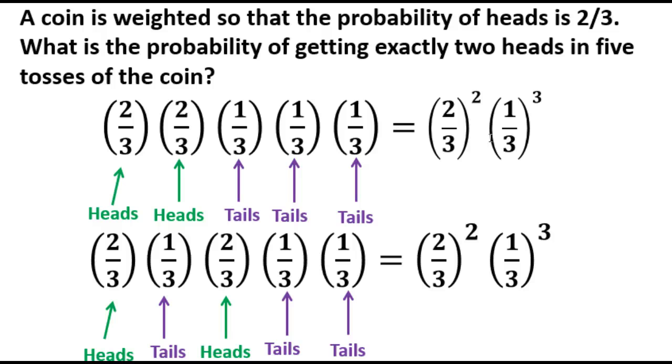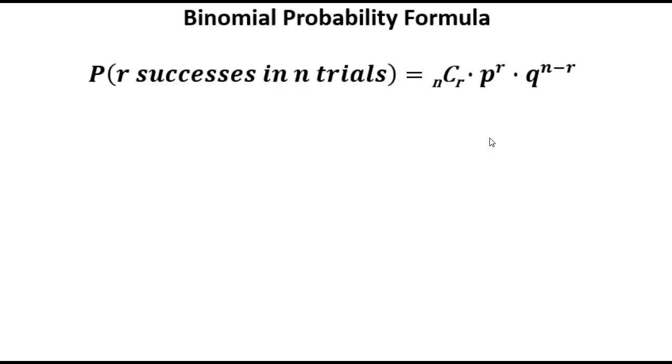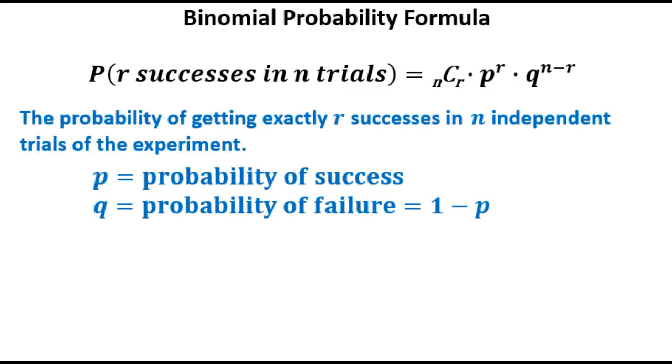Our binomial probability formula is right here. This would be a good one to have written down in your notes that you can reference later. It's basically the number of combinations we can have, times p to the r, times q to the n minus r. We're going to go through each individual portion. P is the probability of success. Whatever our probability of success is, we list that as our P. Q is the opposite, 1 minus the probability of success, which is essentially our probability of failure. N and R, we've used those before.